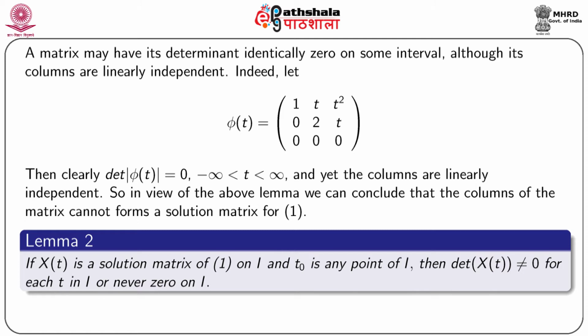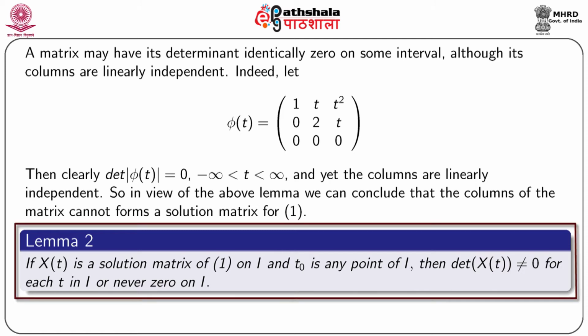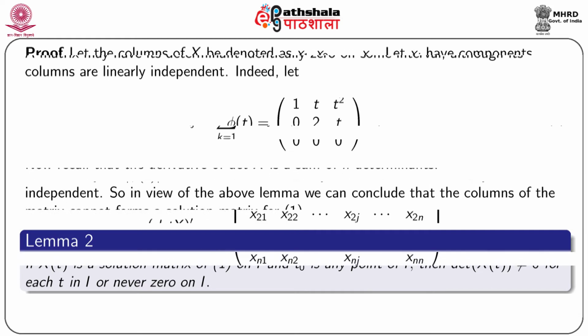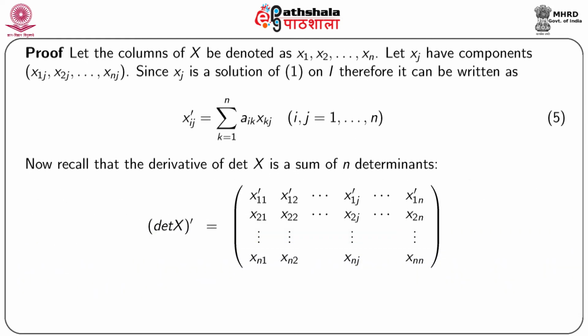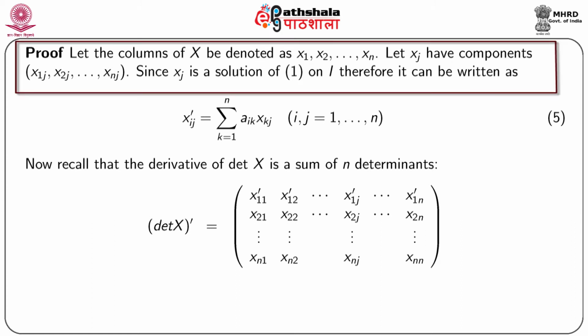We next move to lemma 2. If capital X(t) is a solution matrix of 1 on an interval I and t0 is any point on I, then determinant of X(t) is not equal to 0 for each t in I, or never 0 on I. The proof is as follows. We denote the columns of X by x1, x2, ..., xn.